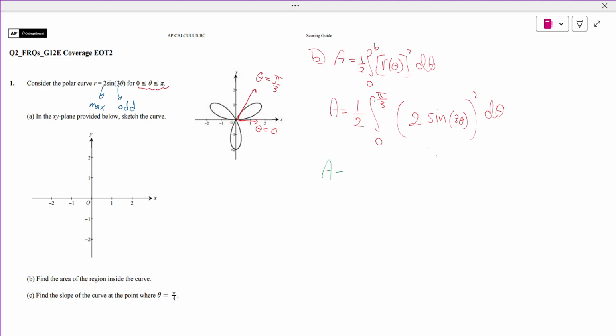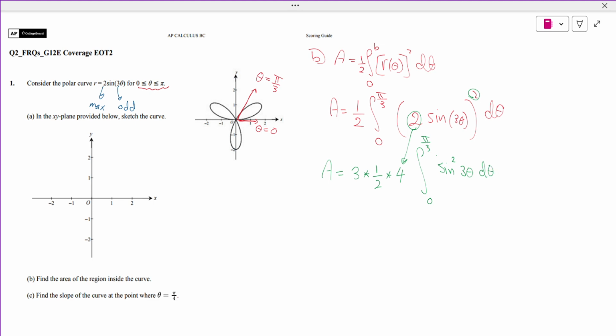So we've got 3 times 1 over 2 times what? Look at the 2 sine of 3 theta all squared. 2 squared is 4. It's a constant, a coefficient, so we can write it in the front. So 4, because this is 2 squared, and then times the integral from 0 to pi over 3 of sine squared of 3 theta d theta.